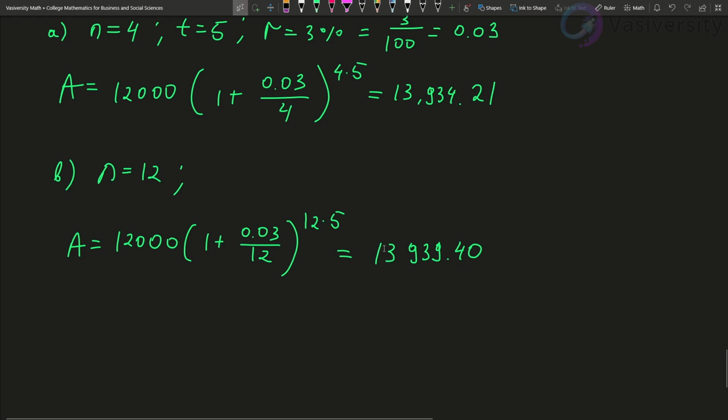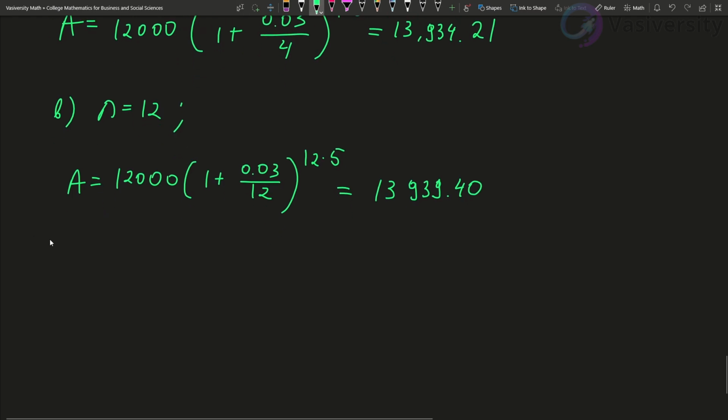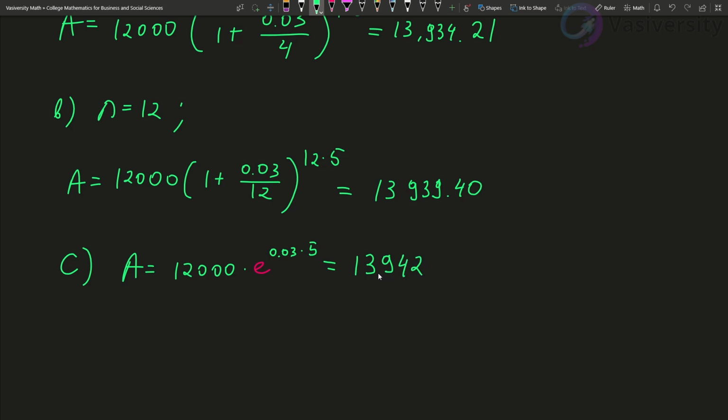And then if we do it continuously, the perfect case for this problem, that's the maximum amount of money. So A is equal to 12,000 times E to the power of R T, which is 0.03 times 5. That's the perfect case, and that will give us $13,942.01.